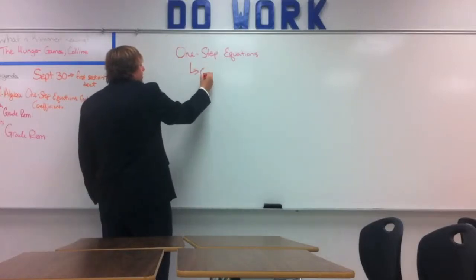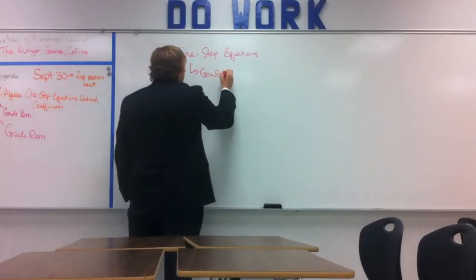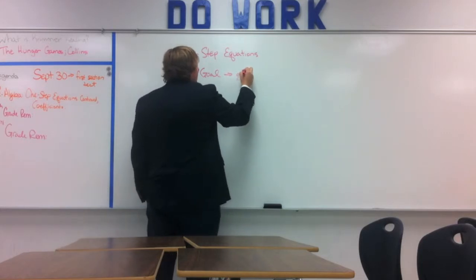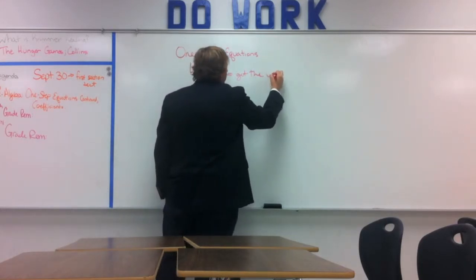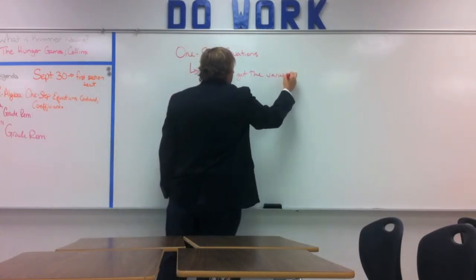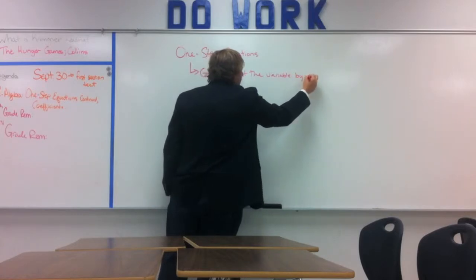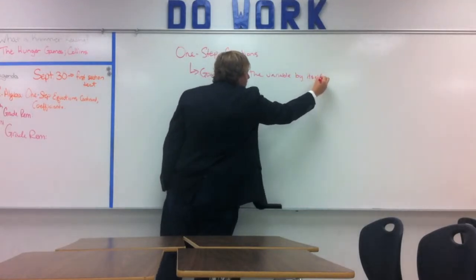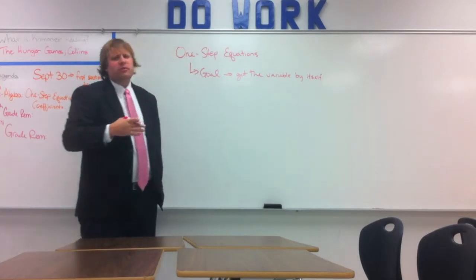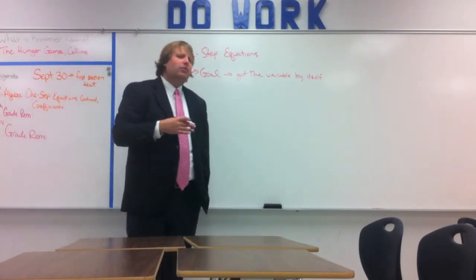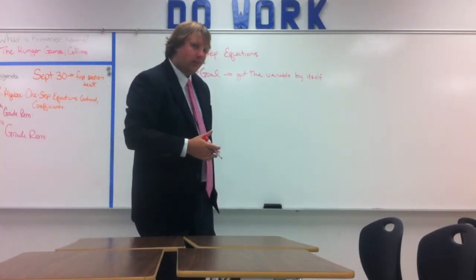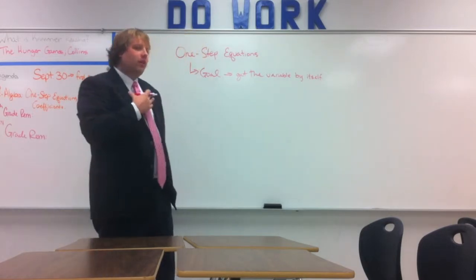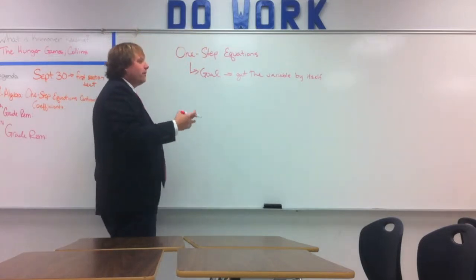The goal of a one-step equation is to get the variable by itself. Variables are loners. Variables like to be on their own. So our goal is to help them out. Variables are our friends, so we want to help them out. We want to get them by themselves.